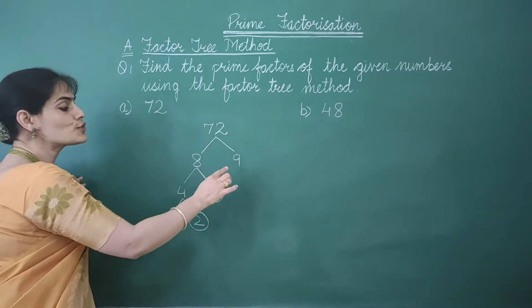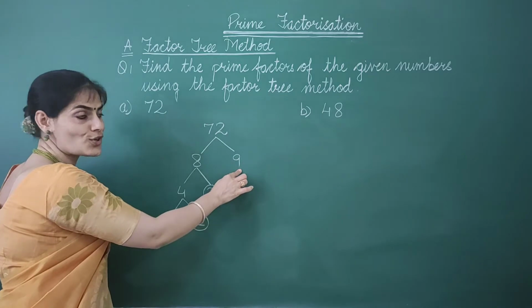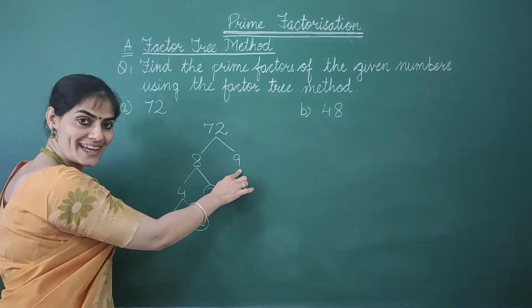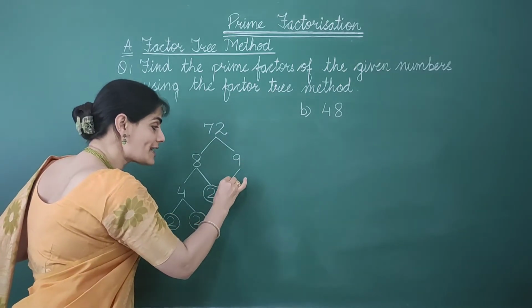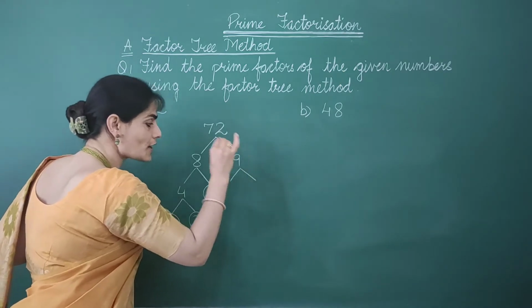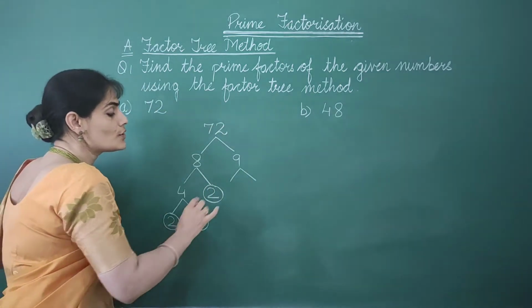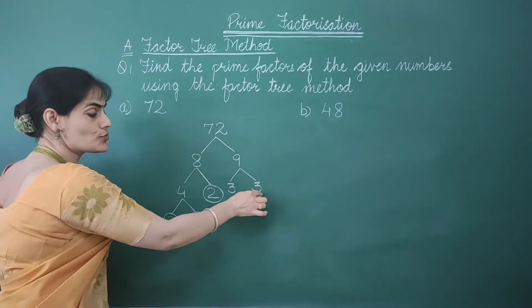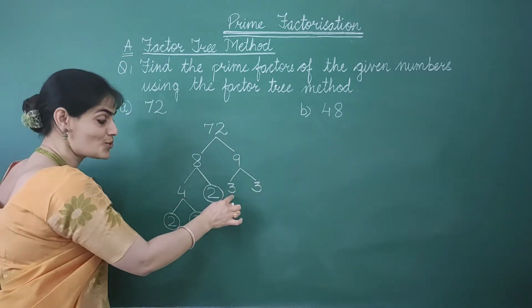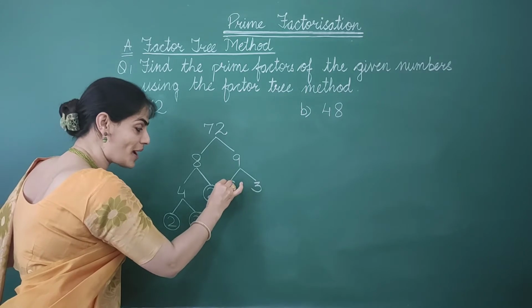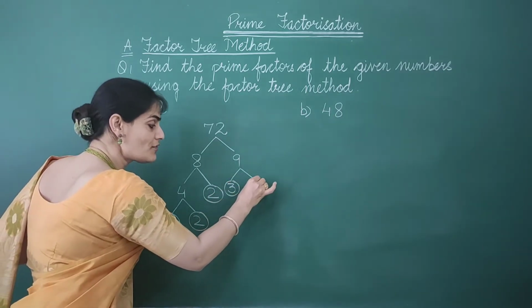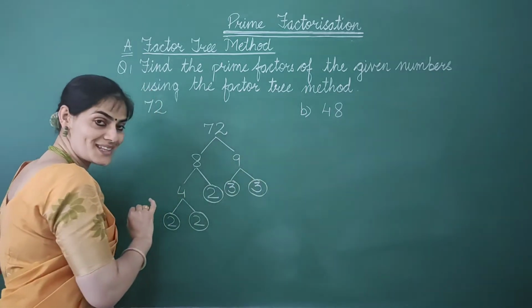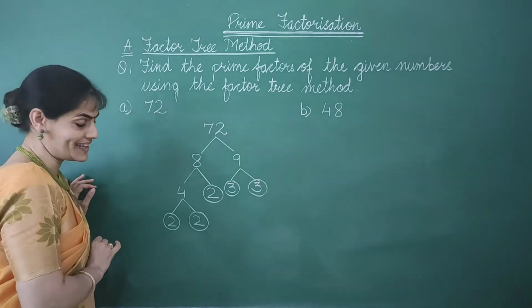Now let's move to the next composite factor of 72, which is 9. Now I break 9 into the product of two numbers. So let's write 3 into 3. 3 into 3 gives us 9. And what do I find? That these two numbers are prime factors of 9, and that is why I'm circling them.